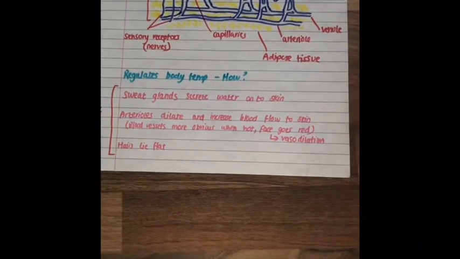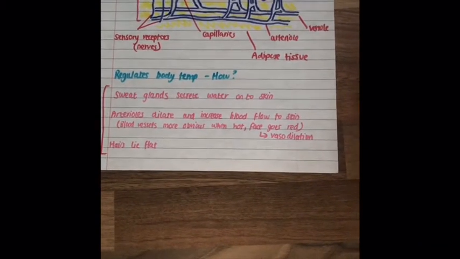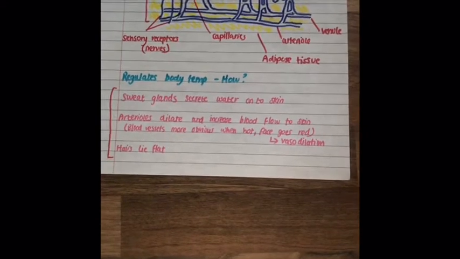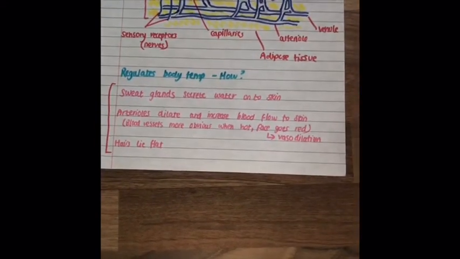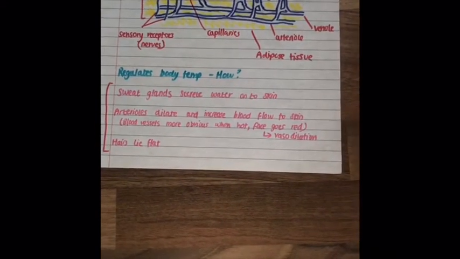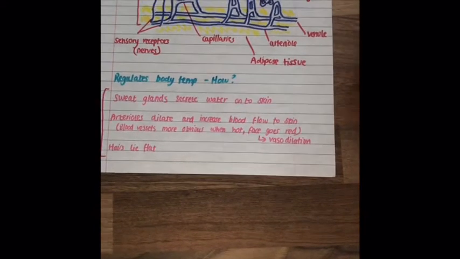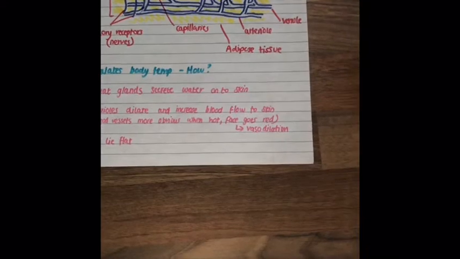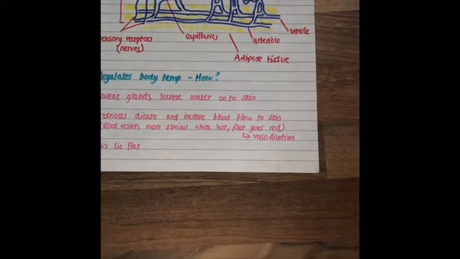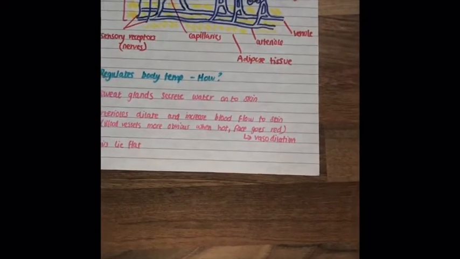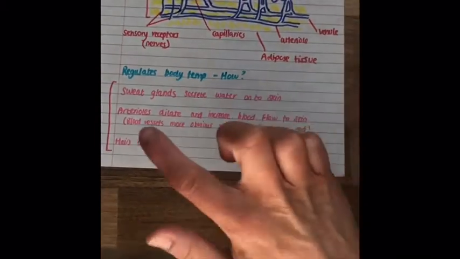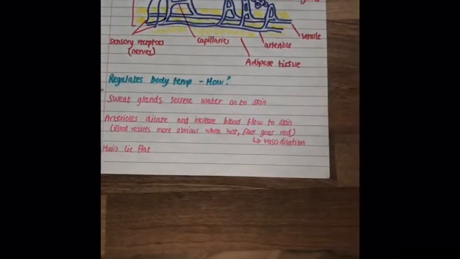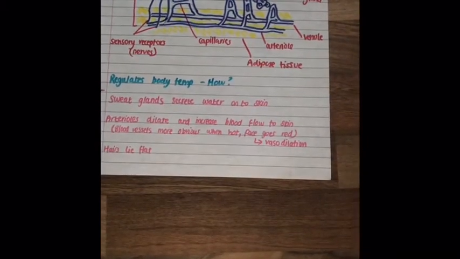So how does that happen? Okay, so blood vessels, our arterioles, they become dilated and they increase the blood flow to these areas, which obviously is bringing more water to these areas. With this, the water is excreted through our sweat glands and our sweat pores. So our arterioles dilate and they increase the blood flow to these areas.